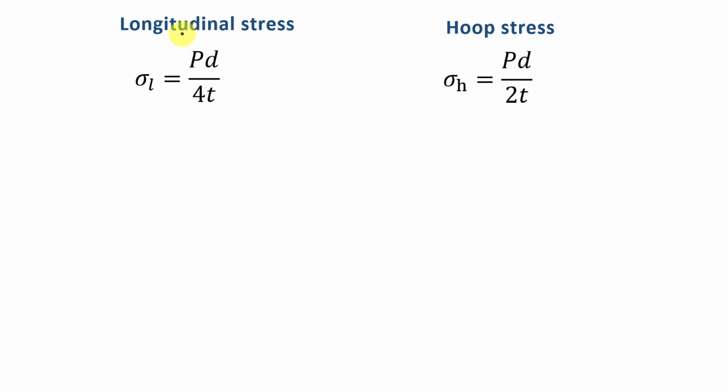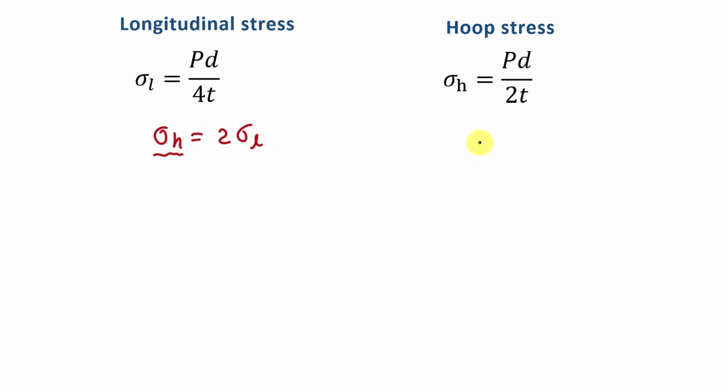We have discussed that longitudinal stress is equal to PD by 4T and hoop stress is equal to PD by 2T. So from here you can see that the value of hoop stress is equal to 2 times the value of longitudinal stress. It means in the cylindrical pressure vessel, the stress in the tangential direction is double the stress in the longitudinal direction. So a cylindrical pressure vessel is always going to fail by hoop stress.